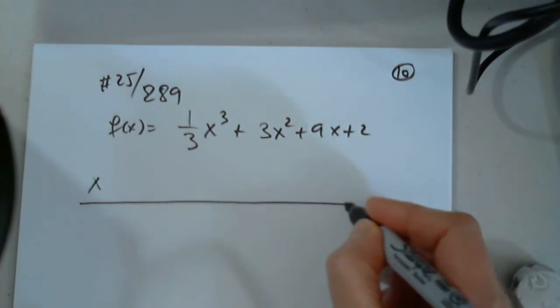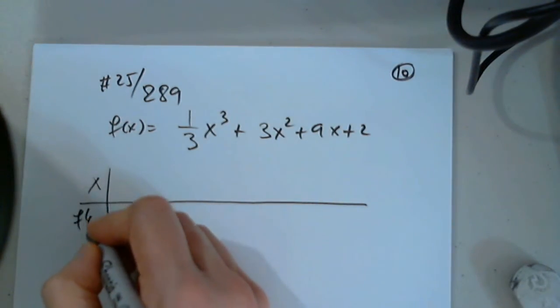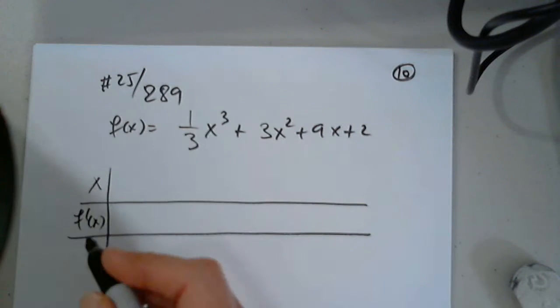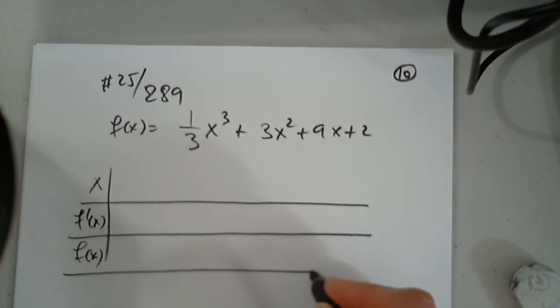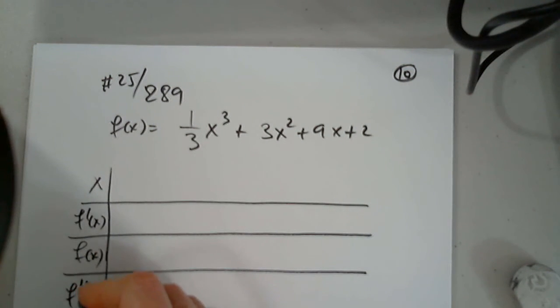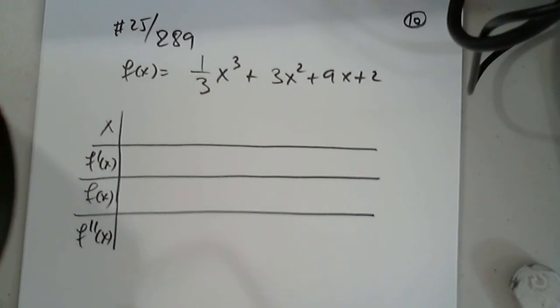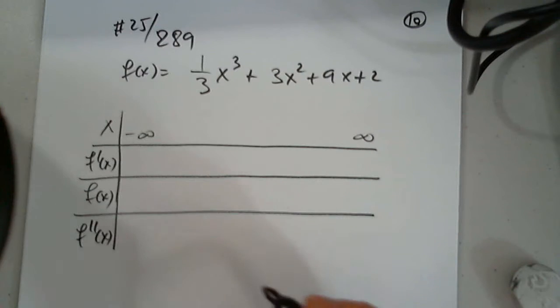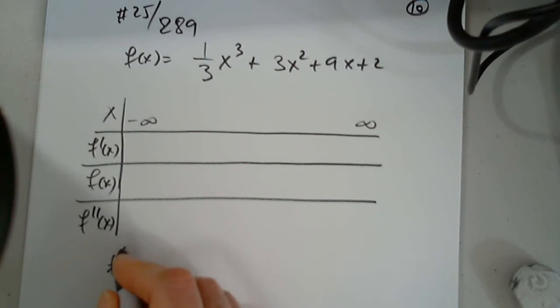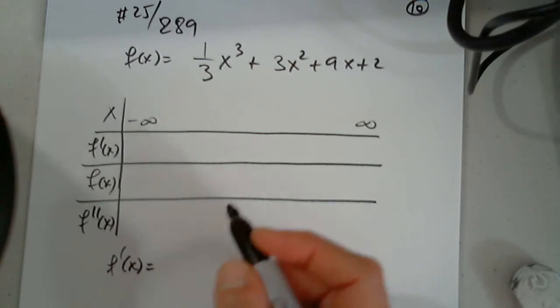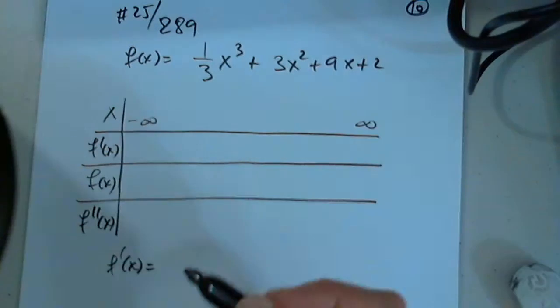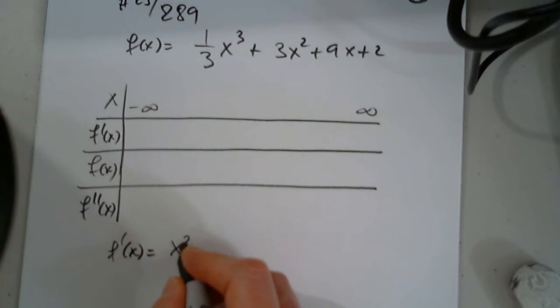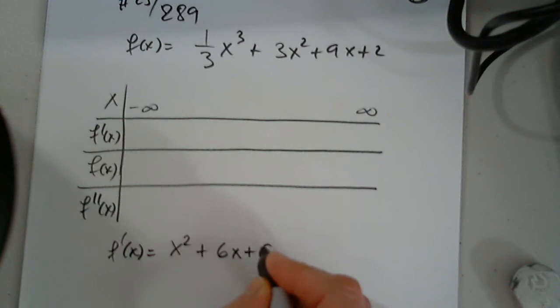Here's x, f prime, f of x, and the second derivative. So the domain is everything. It's a polynomial function. So now let's find f prime, which is 3, but it will cancel with 1/3. So this is x squared plus 6x plus 9.